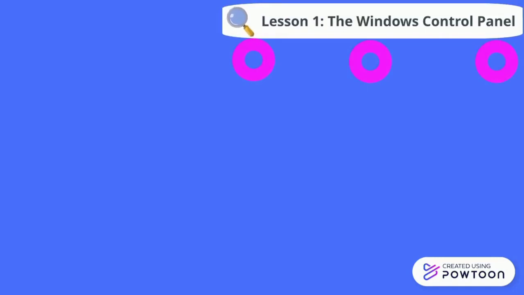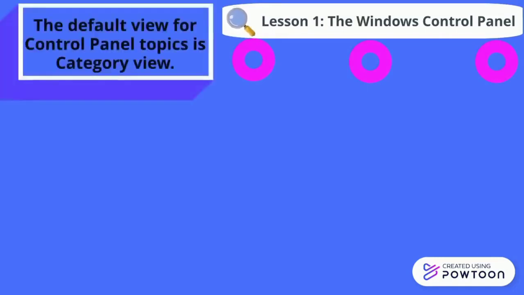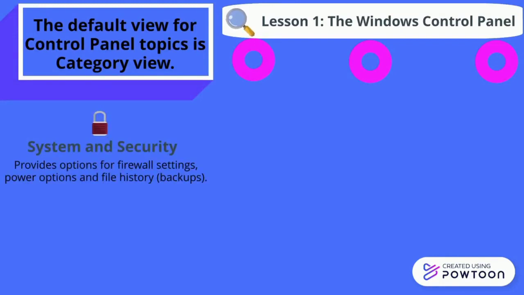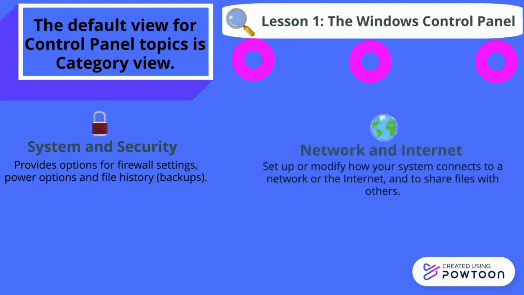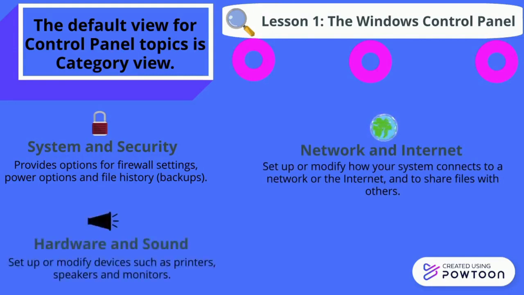The Windows Control Panel. The default view for Control Panel topics is Category View. System and Security. Provides options for firewall settings, power options, and file history, backups. Network and Internet. Set up or modify how your system connects to a network or the Internet, and to share files with others.